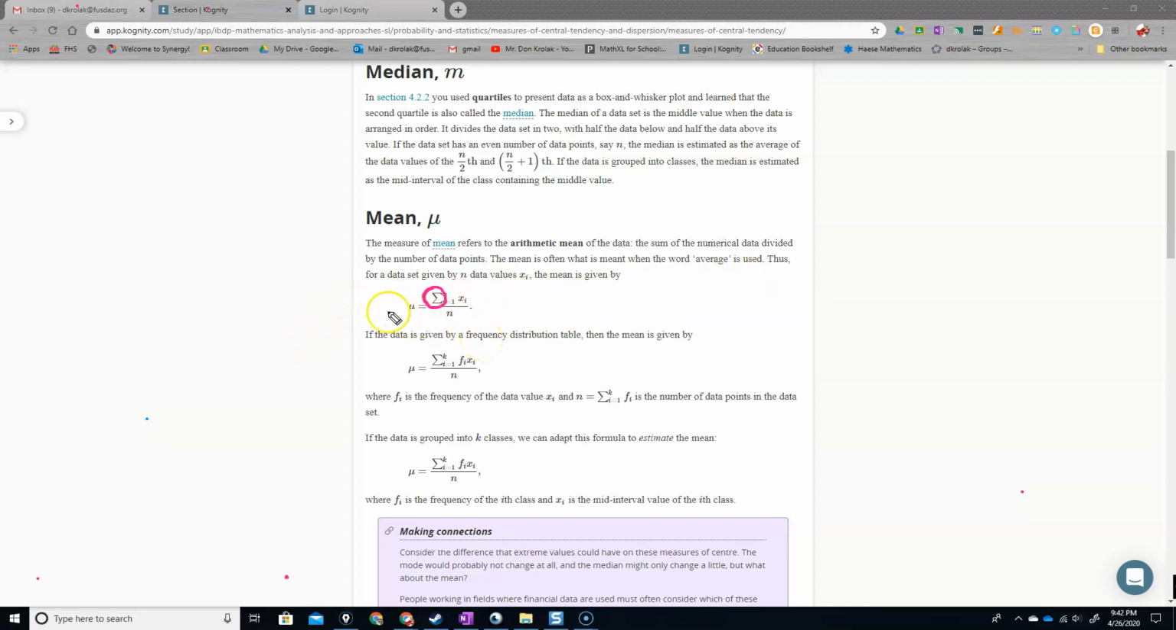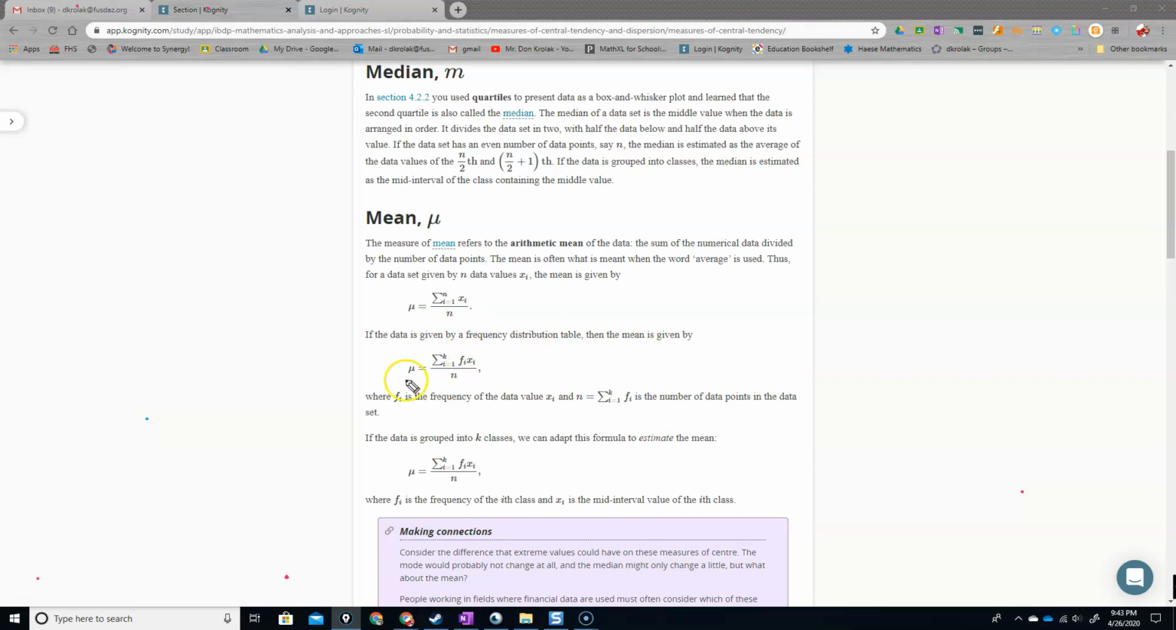Now, where it's different is if you are given a frequency distribution table, then what you do is you take the frequency, times whatever the value is, then you divide it by the number of data points that you have. And I'll do an example of that here in a second.